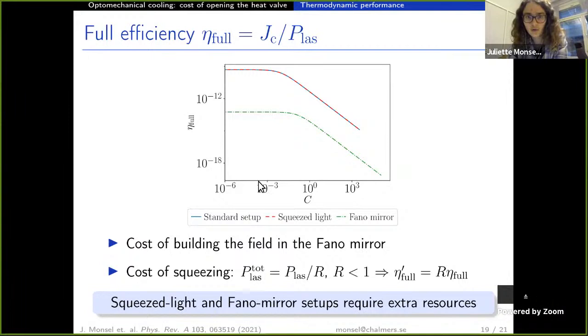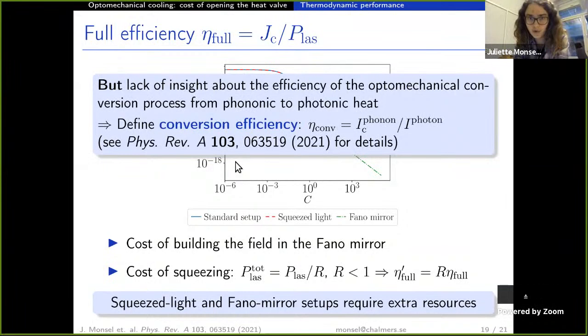This efficiency doesn't tell us, however, about the efficiency of the conversion process from phononic heat to photonic heat, because we are evacuating phonons in the optical environment. So we also define conversion efficiency in the article, but I don't have time here to give you details. But it also gives some further insights.